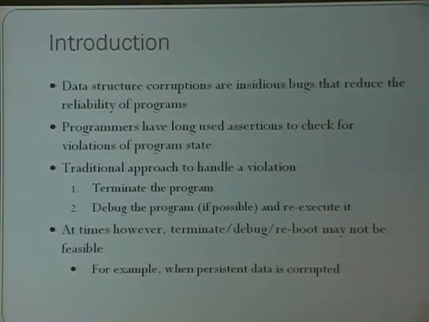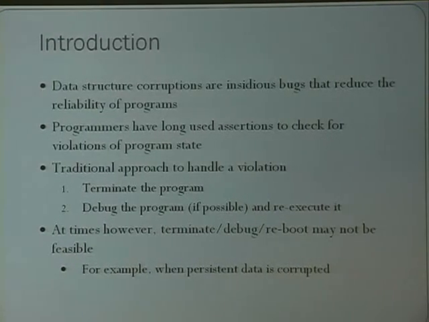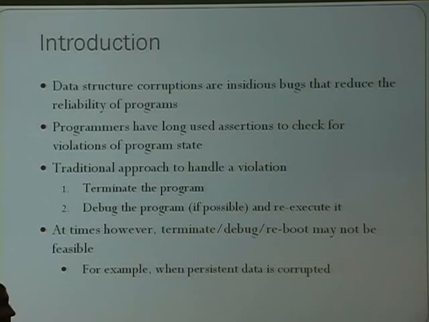Now, programmers always use assertions to check the validity of a program. What happens if we have a violation of an assertion? The traditional approach is to terminate the program, debug it, and run it again. However, although it's used, this approach sometimes doesn't work, because suppose you have a file system with corrupted data. Again, you will have the same violation every time. So even if you debug and re-execute, if you have persistent data, you might fail again.